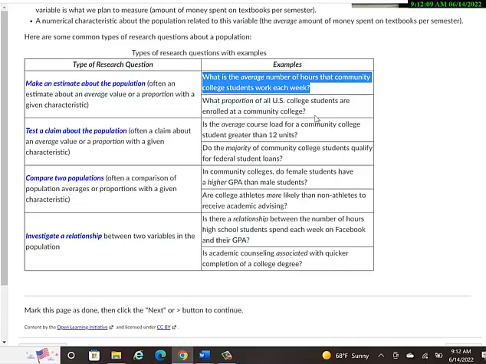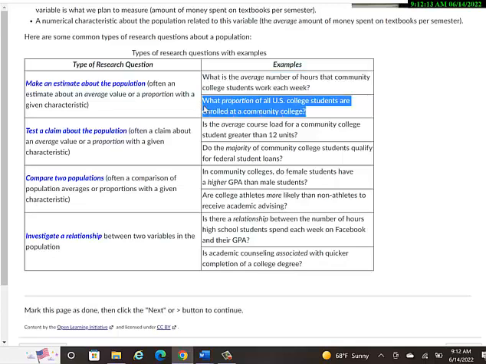What is the average number of hours that community college students work each week? That's an interesting question. Also, what proportion of all U.S. college students are enrolled at a community college? That's interesting too, right? And proportion is just how many out of the total would you have? So for example, what number of college students in the U.S. are enrolled in a community college versus the total number of U.S. college students? Because they could be in community college or universities or whatever colleges.